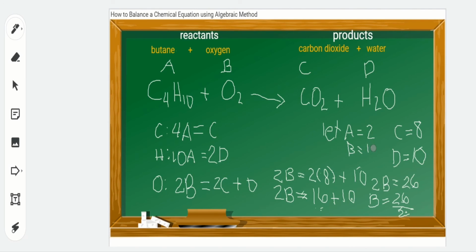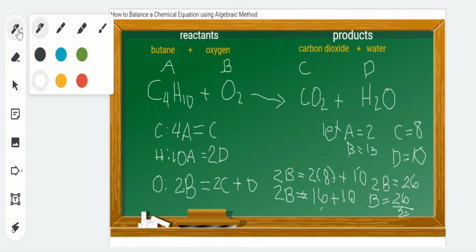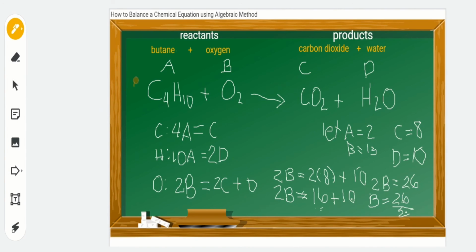So we have to make sure that our coefficients are the lowest possible whole numbers that we can use as coefficients. That is what's possible, because if there is a lower one, that is what we should use. So let's check if our chemical equation will balance when we put in these coefficients. For our A, it is 2. For our B, it's equal to 13. For our C, it's equal to 8. And for our D, it's equal to 10.